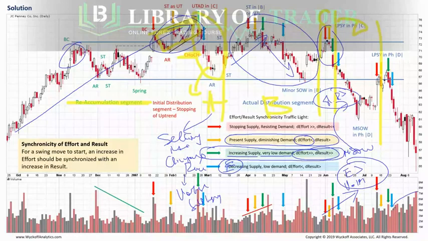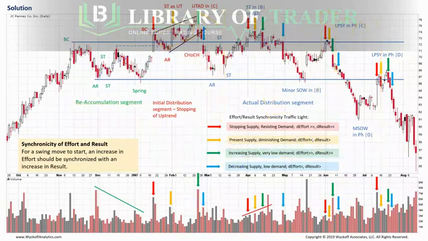And then after that, phase E is going to be an ease of movement. Phase E does not require a lot of volume signature. This is where the price could just move easily. You could think about the synchronicity in terms of the phases as well.